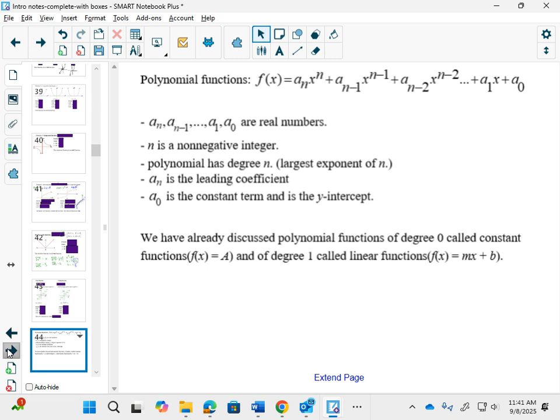And the constant term is also the y-intercept, because if you plugged in 0 for x, all the other stuff would go away, and you would just be left with that constant term. The constant function is a polynomial. Linear functions are polynomials. Parabolas, cubic functions.